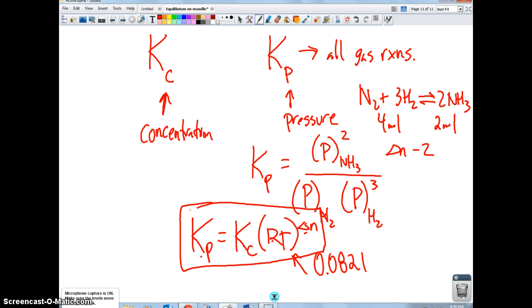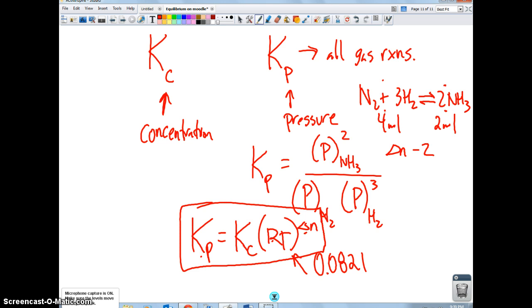That Kp equals Kc times RT raised to the delta N, where you're looking at the change in number of moles. Final minus initial number of moles in the reaction. So 2 moles ended up here. We started with 4 moles, so it's going to be a negative 2 for that reaction.